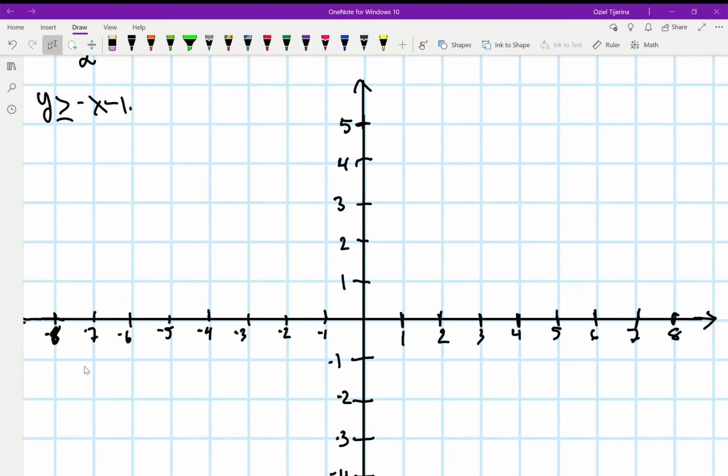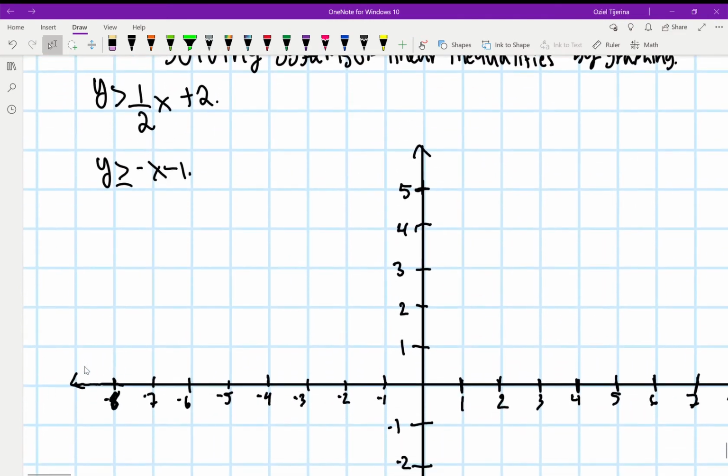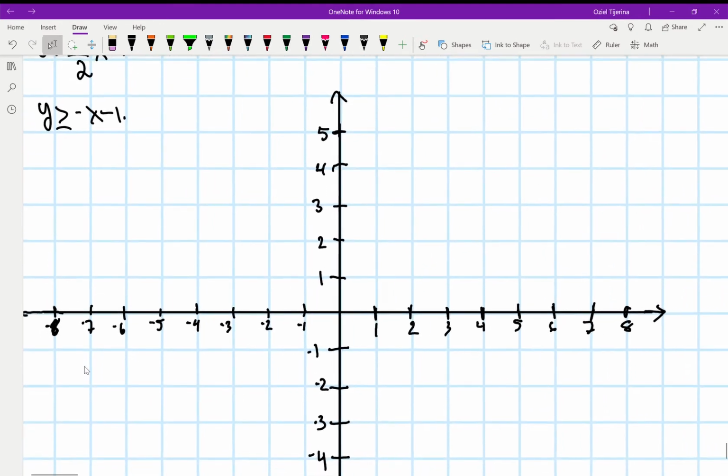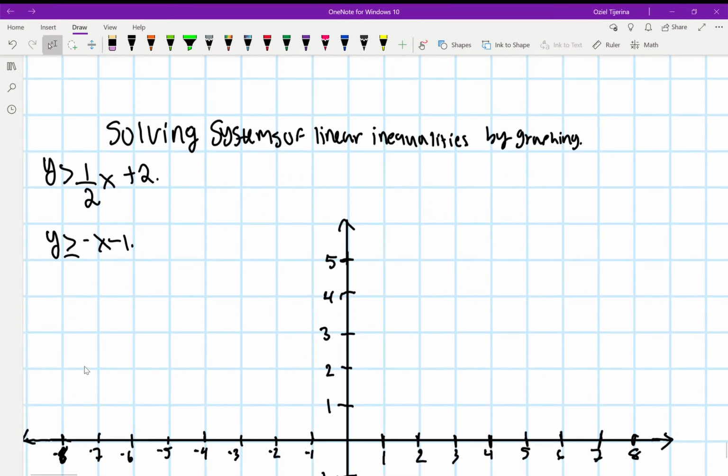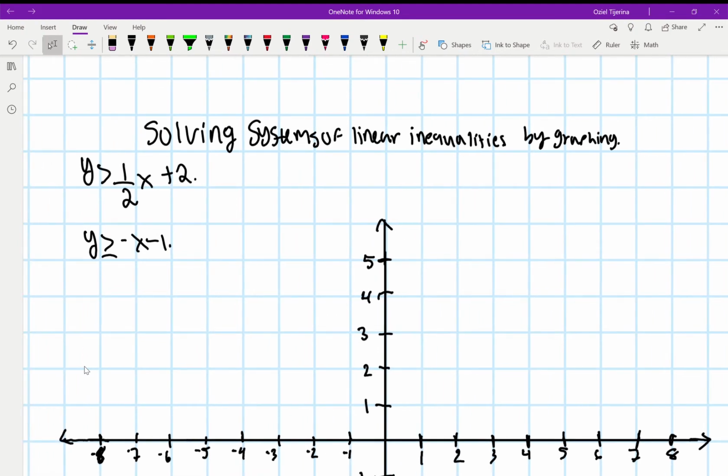Okay, so in this video we're going to be learning how to solve linear inequalities by graphing, okay? So, we already did systems of linear equations. This is systems of linear inequalities. Of course you could always make them equal to each other. However, in inequalities, they're actually different, because it's a solution set.